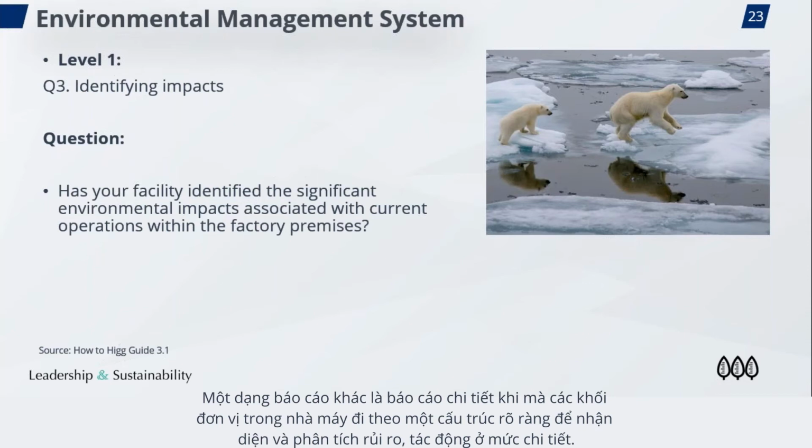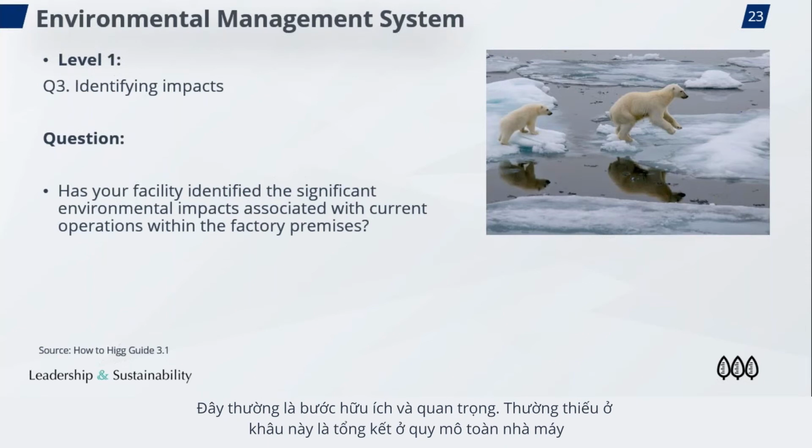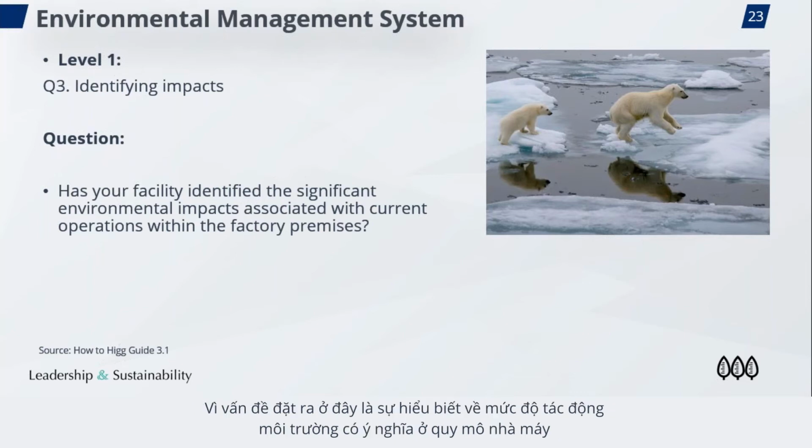have followed a clear structure and defined the risks and impacts at a very detailed level and with a clear methodology. This is often a very, very good work that has been done and is an important step. However, what is often missing is a summary at a factory level, because this question is about understanding which are my significant environmental impacts at factory level, at the facility level.